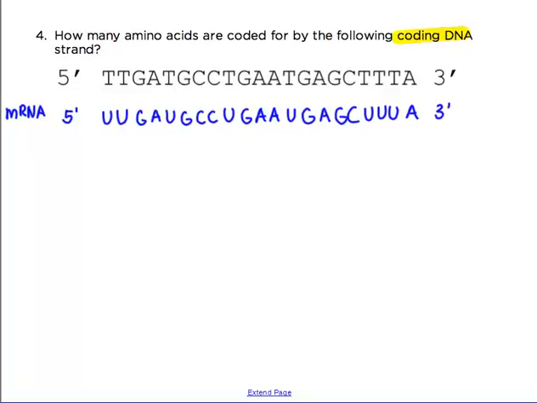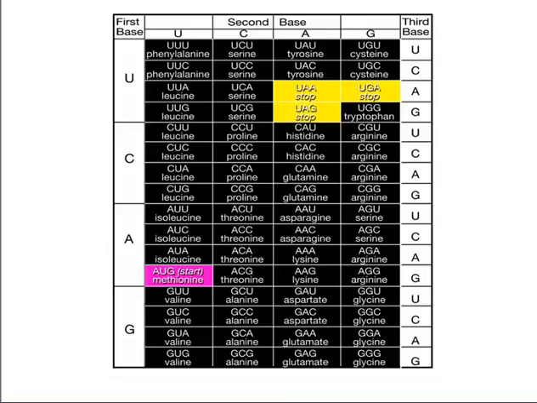Okay, and then remember you're going to end with the 3'. So now, in order to find out how many amino acids we're coding for, we're going to look for 2 special things. The first is that we're going to look for a start codon. Now the start codon runs 5' to 3', and if you look at the genetic code chart, or if you just remember it, the start codon is AUG.